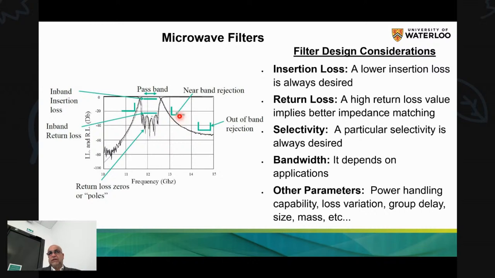Also, rejection is critical and important. But basically, when you design a filter, you worry about insertion loss, return loss, selectivity, and bandwidth, but also parameters like power handling capability and intermodulation product, the PIM product, which for many applications is very, very important. Loss variation is also important, not only the absolute loss in the band. Particularly in space applications, the loss variation is extremely important. Even on the input side, in many systems, the loss variation is more important than the absolute loss. Also the group delay, size and mass. So there are many parameters which people need to look at when designing filters.